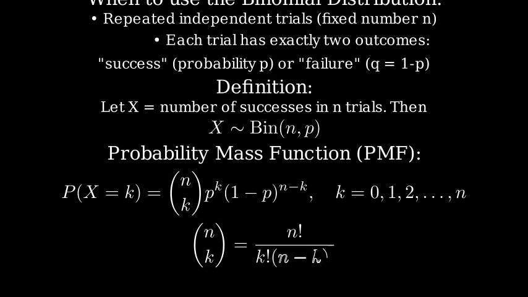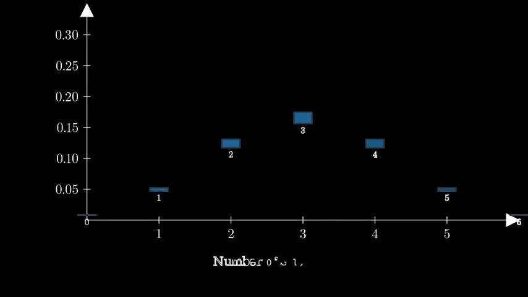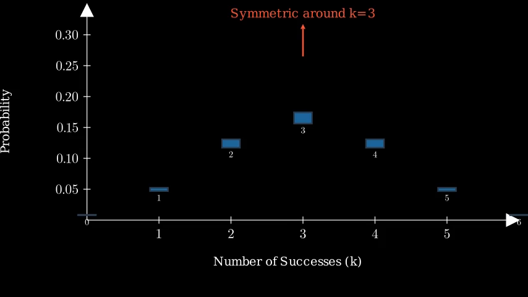Here, n choose k represents the binomial coefficient, which is calculated as n factorial divided by k factorial times n minus k factorial. Let's visualize what the probability mass function looks like for a specific example. Consider a fair coin with p equals 0.5, tossed 6 times. The graph shows the probability of getting exactly k heads for each possible value of k from 0 to 6. Notice that since the probability is 0.5, the distribution is symmetric around k equals 3.